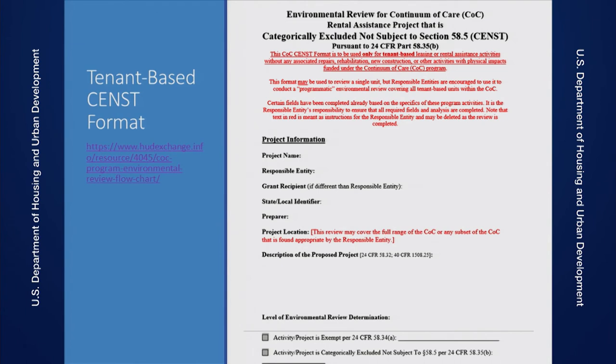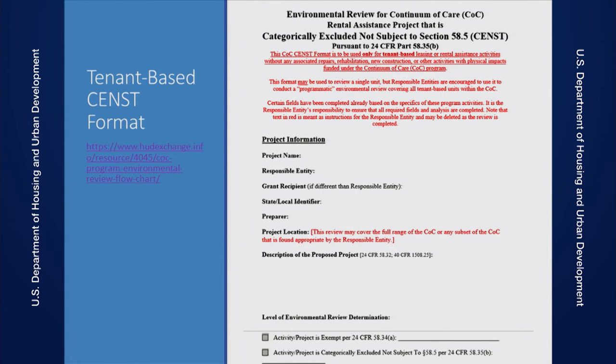Note, we ask for state or local identifier. That is an optional field. Just use that if your responsible entity has a filing system that you'd like to keep track of. Next, you'll define the project location. Again, this could be a full city or county or any division that makes sense to the recipient or the responsible entity and works well for your records. Some REs find that it makes more sense for them to break these reviews down into smaller geographic areas. Some will clear an entire city at once. It doesn't particularly matter here. It's whatever makes sense for your project.